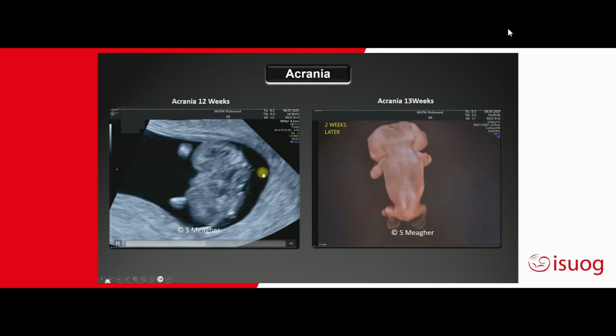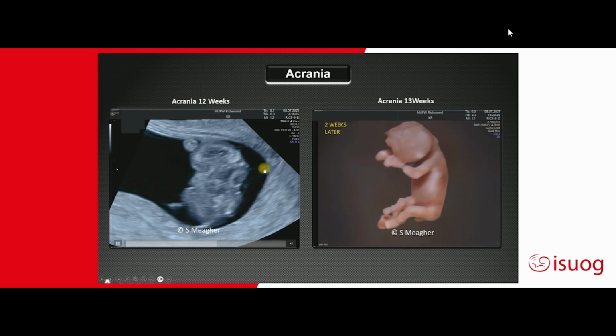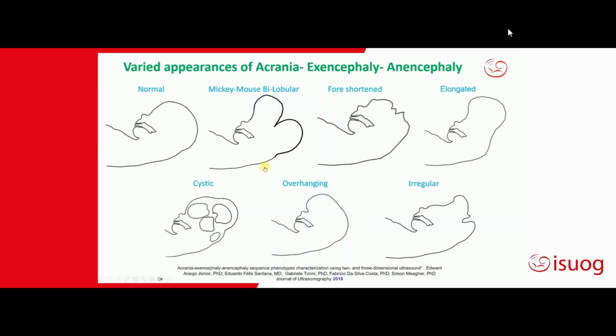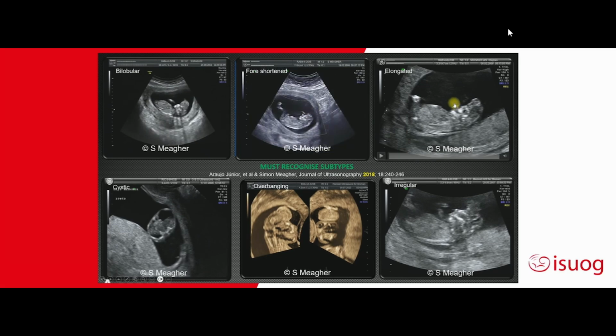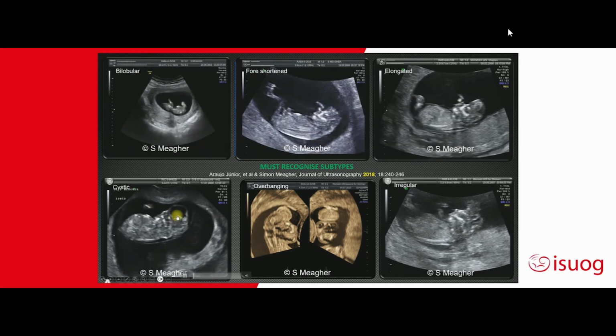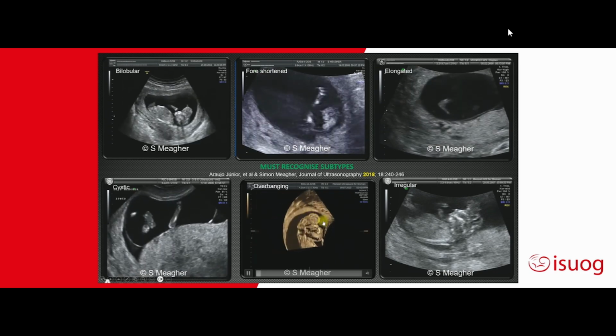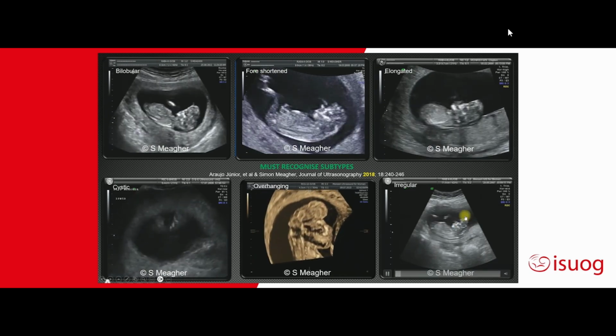So I encourage both axial and sagittal imaging in the first trimester of pregnancy, and it'll yield a 100% detection rate. If you actually look at the published literature, the detection rate is not 100%. You ask why? Because there are varied appearances. Can have a bilobular appearance, foreshortened, elongated, cystic, overhanging, and irregular. And we reported this back in 2018, matching these images with sonographic appearances of bilobular, foreshortened, elongated, cystic, and then the overhanging brain that mimics an encephalocele, and then this one here, an irregular brain.